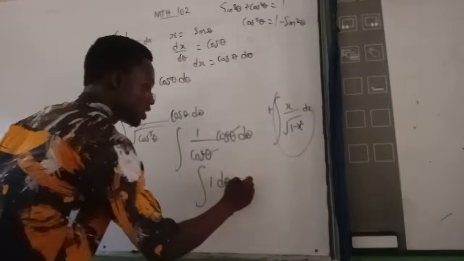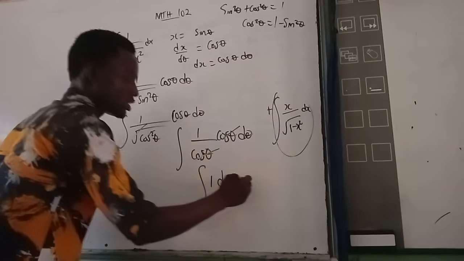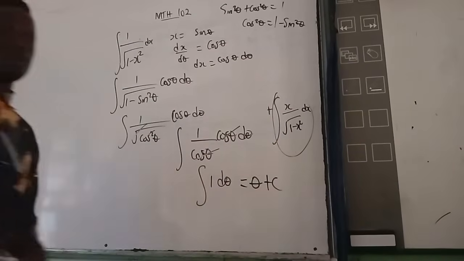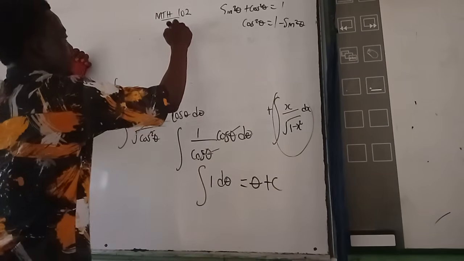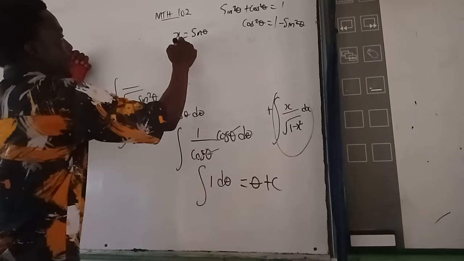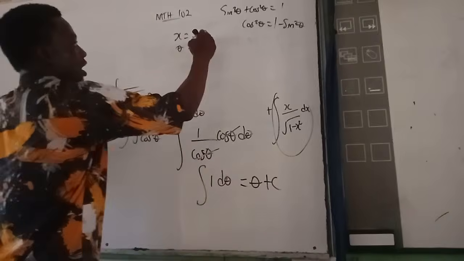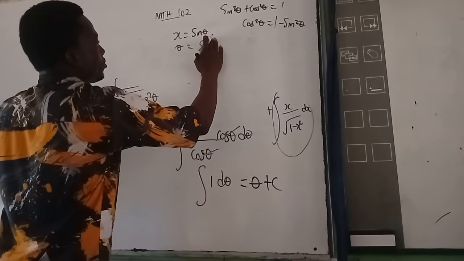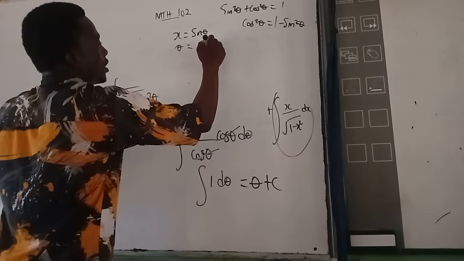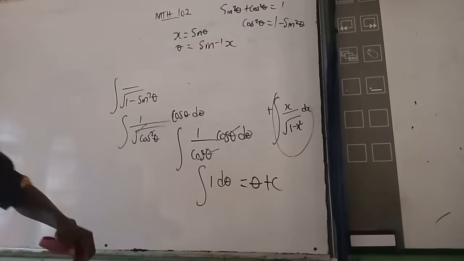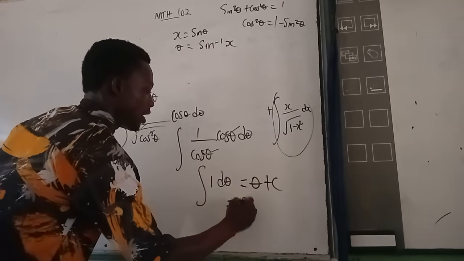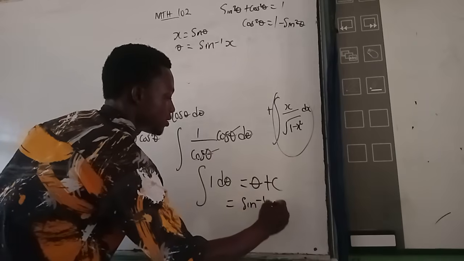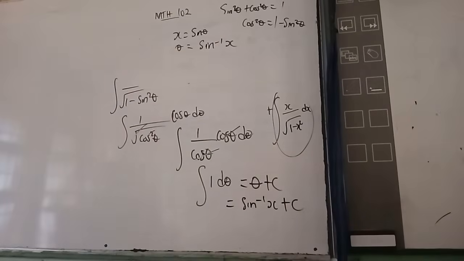If you integrate 1 with respect to theta, you get theta plus c. Are we together? You get theta plus c. So now what's our theta? Initially you say x equals sine theta. That means theta will give us arcsine x. Are we together? So if you plug it in here, the integral of this is arcsine x plus c. Yeah, that's the first part, arcsine x plus c.